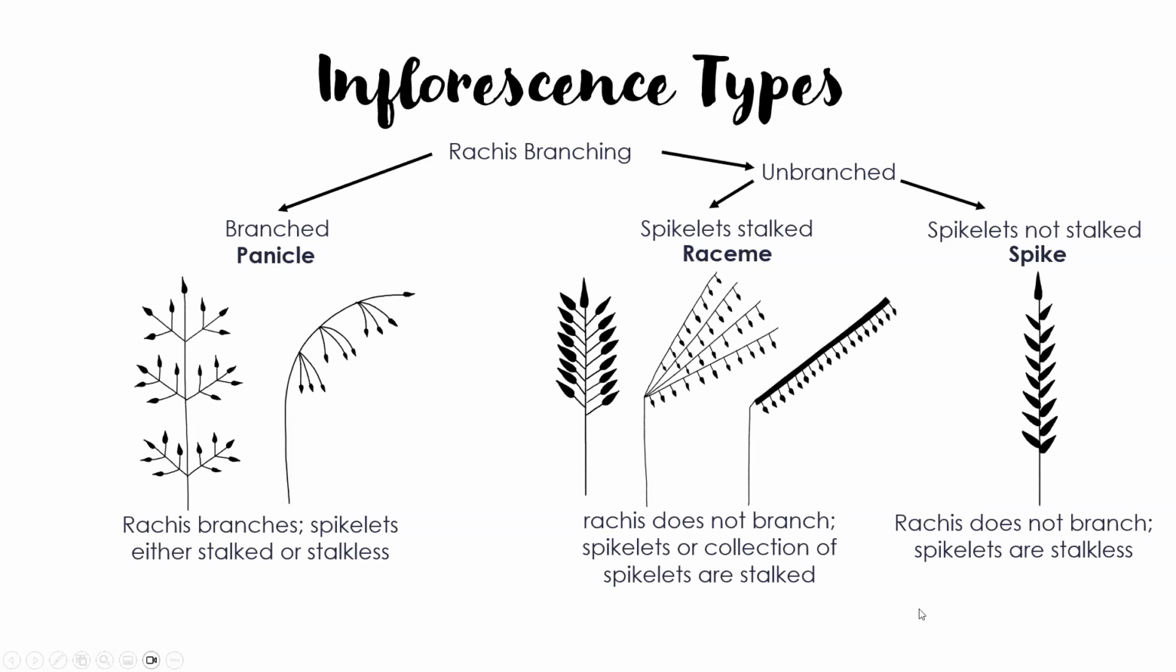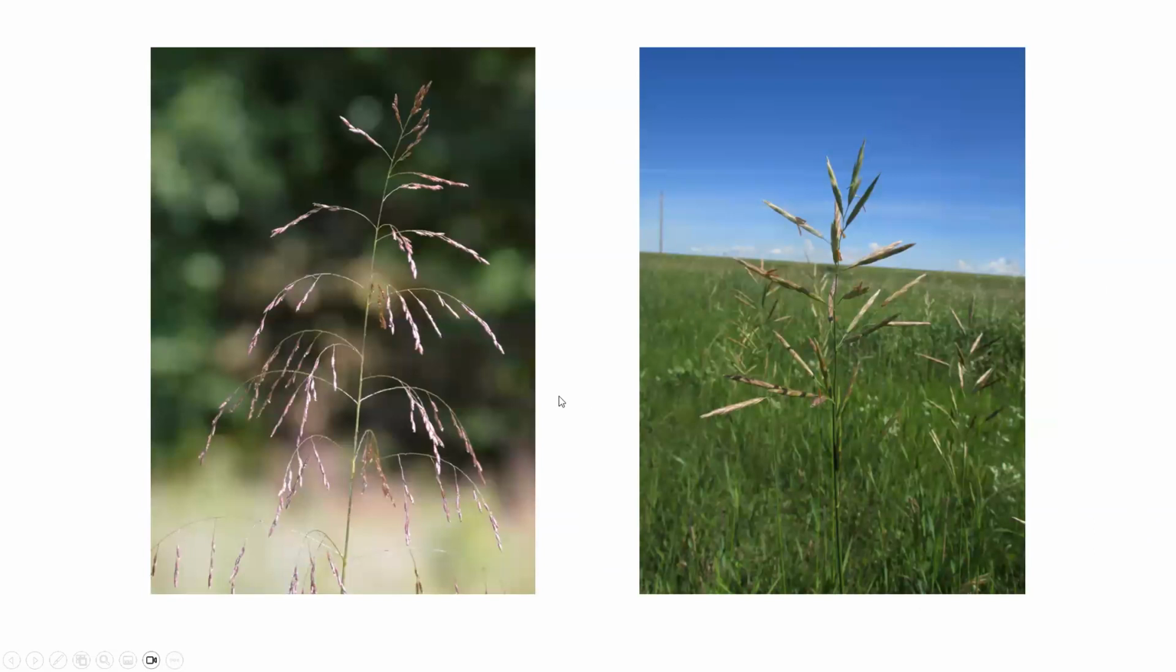And again, we'll look at some examples. So what does all this look like? Here are two examples of panicles. So again, that's where we have a main stem and we have branches with spikelets on it. Okay, you can kind of see more of that open, airy look in our panicles.